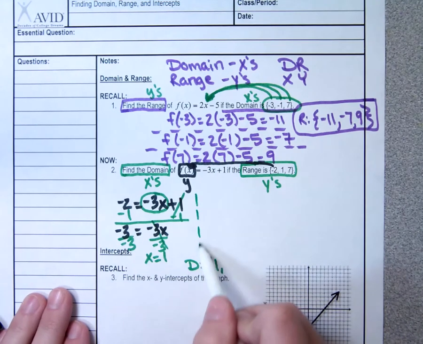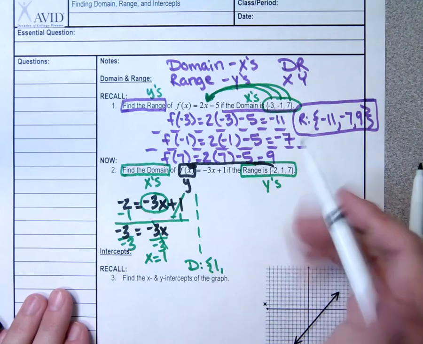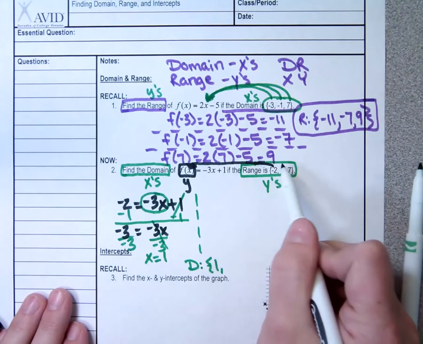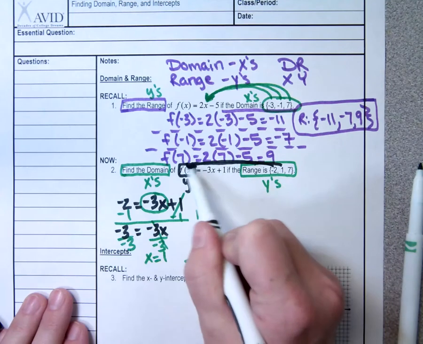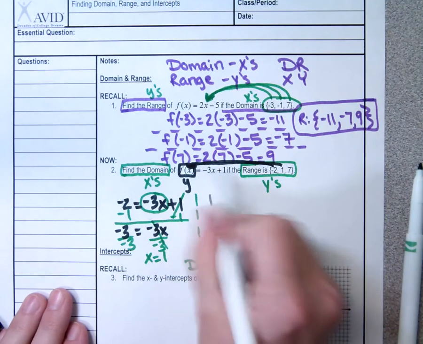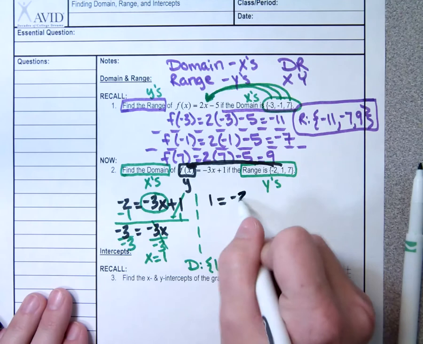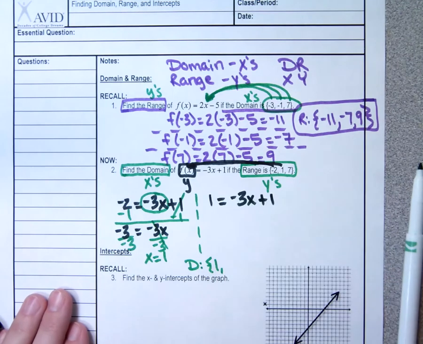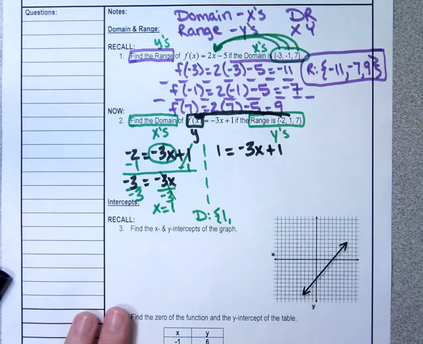All right, and then I have to do this 2 more times. So the next number I'm plugging in is this 1 here. So the 1 is going to go into the f of x, and then I recopy the equals -3x plus 1. And I want to solve this.